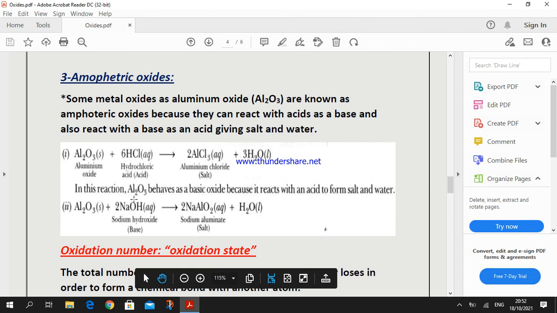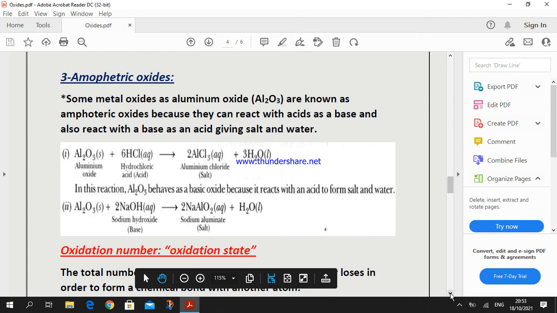In the first chemical equation, aluminium oxide behaves as a basic oxide because it reacts with acid and forms salt and water. Okay, and in the second reaction, aluminium oxide behaves as an acidic oxide because it reacts with a base to form salt and water. Aluminium oxide can react with sodium hydroxide, a base, okay, giving us sodium aluminate, which is a salt, and also water.